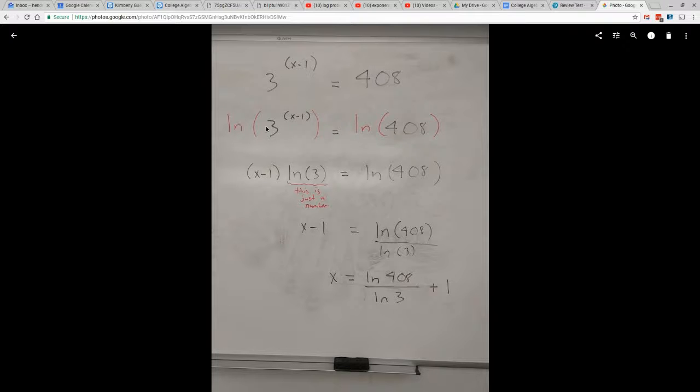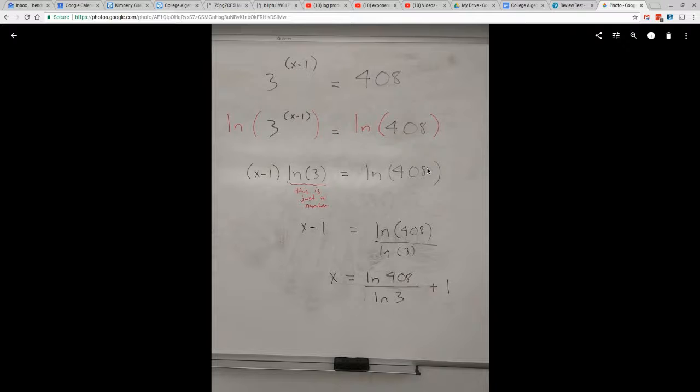Now, what that means is if you ever log something, you can move its exponent out front, and there's multiplication between whatever the exponent is and the log of the base. So this is really a multiplication thing here. Hopefully it feels like that with these parentheses. And of course the natural log of 408 is just the natural log of 408.